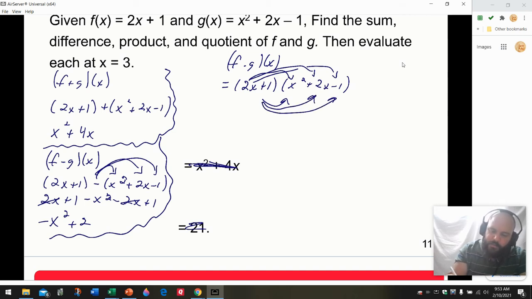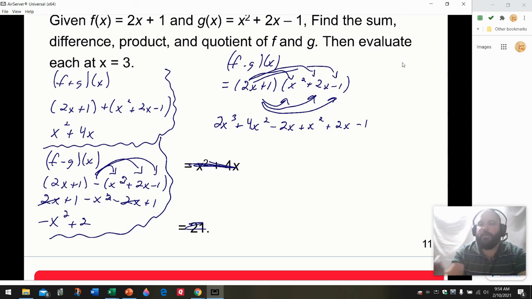So as I do that, 2x times x squared is 2x to the third. The 2x times 2x is 4x squared. And then 2x times negative 1 is negative 2x. Then I have 1 times x squared, which is x squared. 1 times 2x, which is 2x. And then 1 times negative 1, which is negative 1.